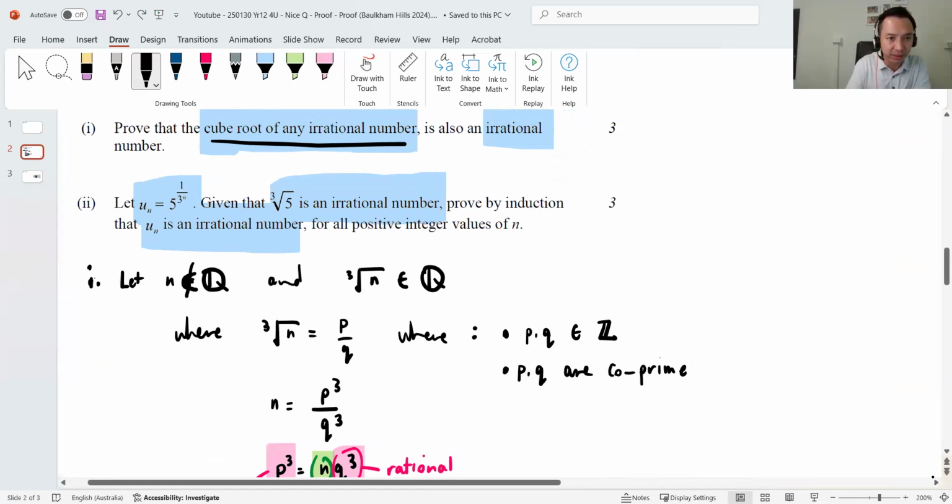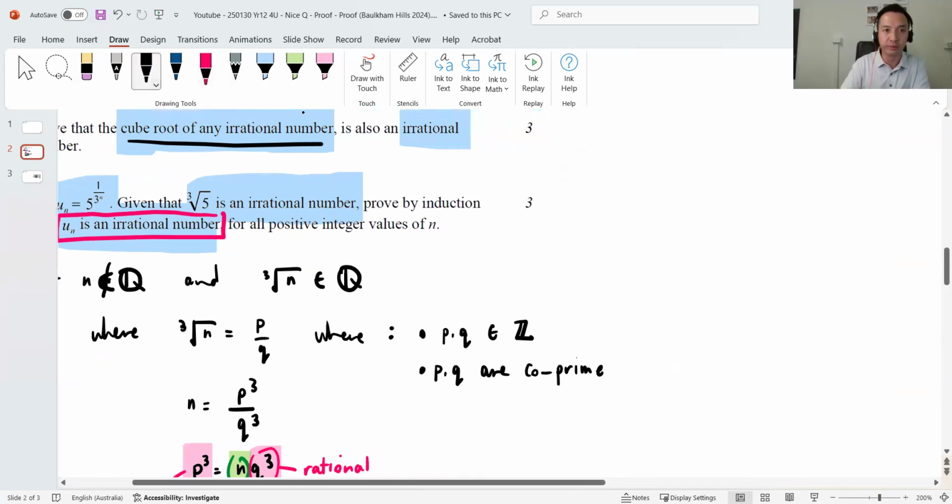And what's my statement? Let that equal that, given that, prove that u_n is an irrational number. Okay, so my statement that I have to always prove is this, right, for every step. Yeah, so that's my statement. Okay, cool. So let me start this off over here and I'll move it up, right?